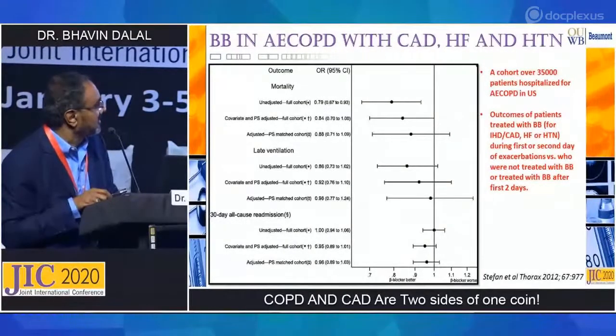For example, this is a meta-analysis for the people who have an acute exacerbation of COPD, coronary artery disease, heart failure, and hypertension.